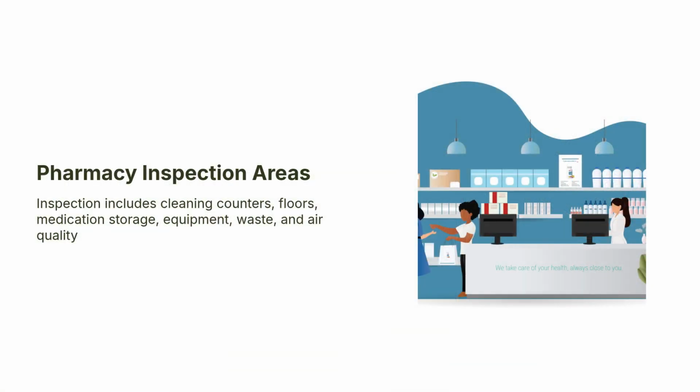The inspection covers 7 key areas of the pharmacy. Surface cleaning includes counters and high-touch areas. Floors are swept, mopped, or vacuumed. Medication, storage, and equipment cleanliness are checked. Waste management and air quality are also assessed.